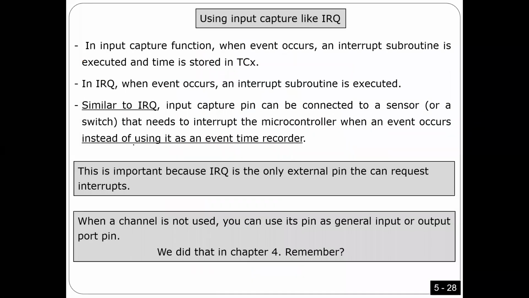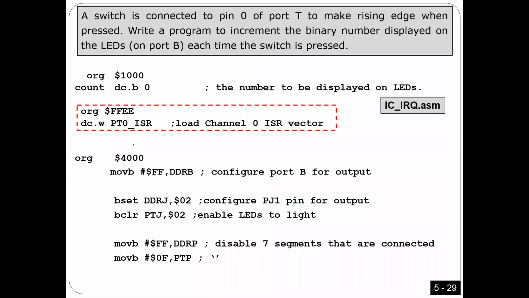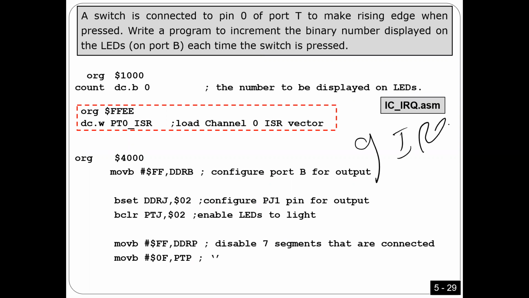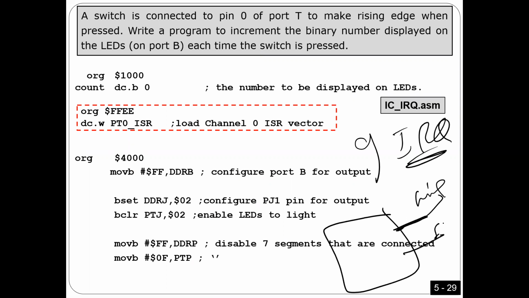Okay, and then I give you also this program. How can you use input capture like IRQ? To me, this is very interesting. Why? Because now you can have up to 9 IRQs. You got what I'm saying? This is very useful because maybe you have a fire alarm, maybe a sensor, maybe a switch. Maybe in a big application, right? So you can have up to 9 IRQs.